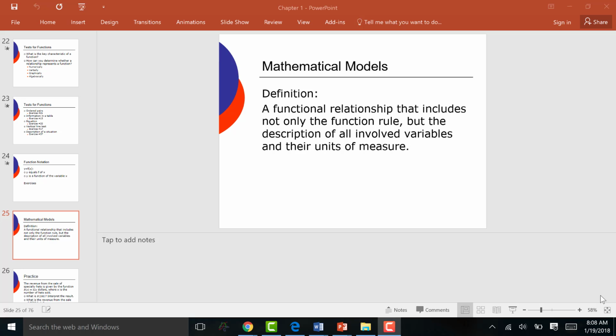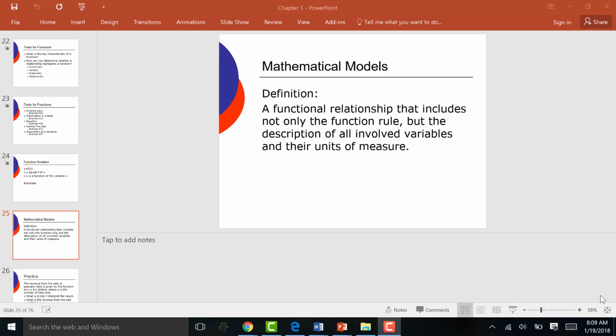So let's review. There were 4 different types of items that could be functions: verbal, algebraic, graphical, and numerical. I gave you examples of each, and you were to determine how to tell if it's a function or not based upon what you see. If it's an ordered pair, all the x values have to be different. If it's an xy table, all the x values have to be different. If it's a graph, you have to do the vertical line test.